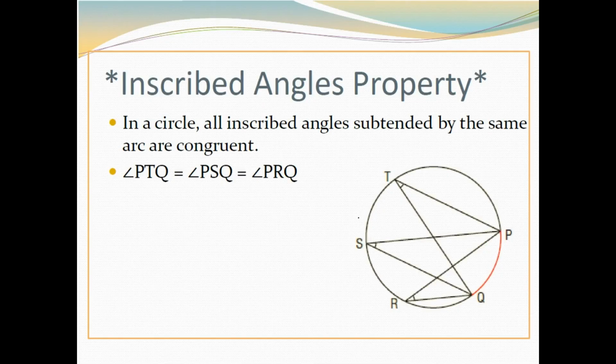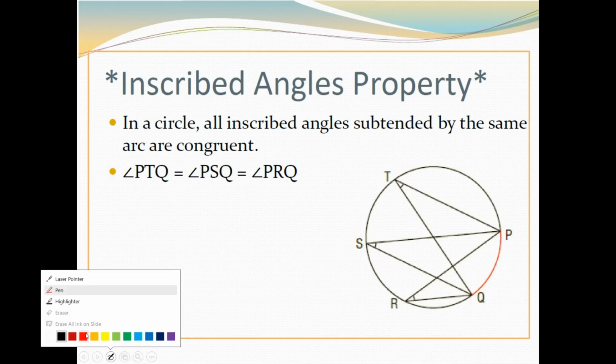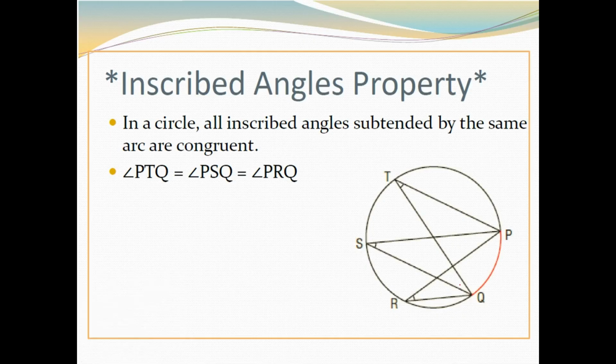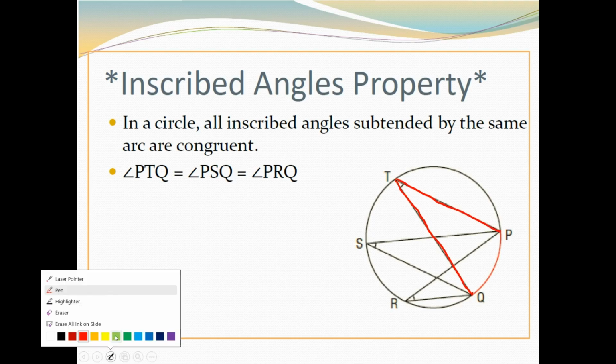Okay, another property I want to talk about is that all inscribed angles that share the same arc actually have the same angle. So let's start with the triangle Q, T, and P. So if I draw a line here, Q to T, and then T to P, there is a triangle here that has this endpoint and this endpoint, right?